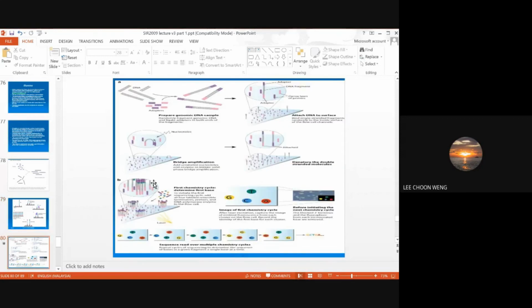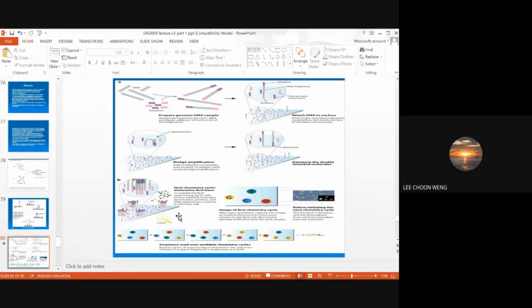So this is another figure that shows the same thing. So once you have done your library preparation, you run it through the flow cell and the DNA will attach to the flow cell. And once the attachment has been carried out, you start doing the bridge or clonal amplification. And once they have amplified, you can see that all this DNA will have the same sequence, each at one spot. Okay.